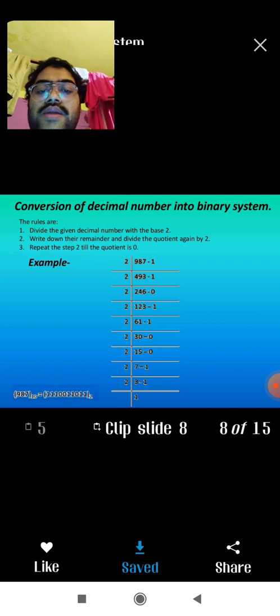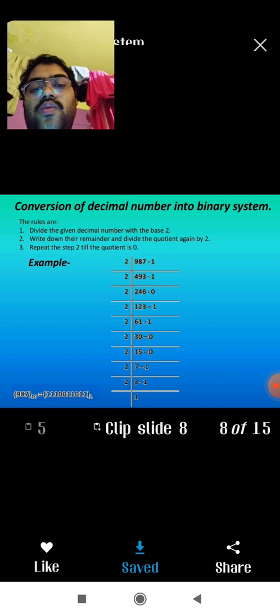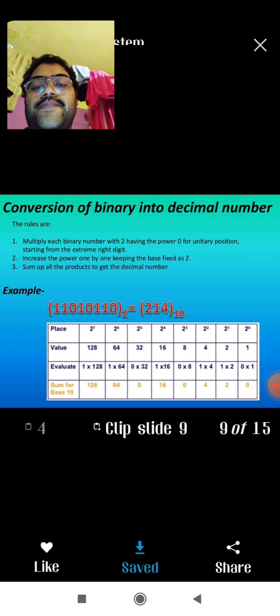So the binary number becomes, from lower to upper, you have to write the remainders: 1 1 1 1 0 1 1 0 1 1. This is the binary number that is converted from the decimal number 987.